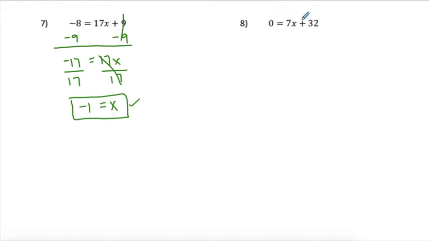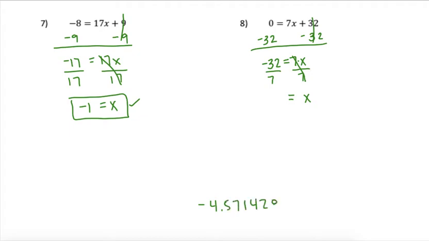We have 0 equals 7x plus 32. I'm going to subtract 32 from both sides, where I get 7x equals 0 minus 32, which is negative 32. Undo multiplication with division. 7 divided by itself leaves me 1x. Divided on the other side, and I need my calculator. Negative 32 divided by 7 gives me negative 4.571428, and so on.